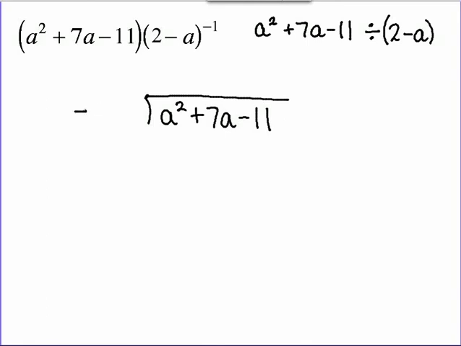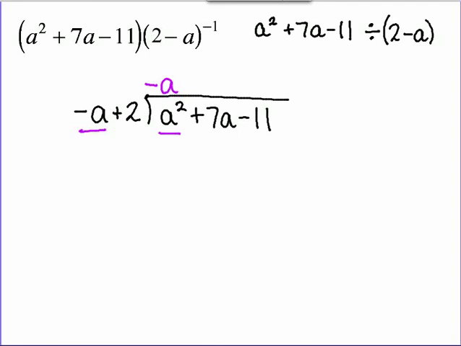Negative a plus 2. Okay, remember what I said. You always have to have your highest power first. So now, negative a times what will give me a squared? Negative a. Now for those of you that are struggling and saying, how on earth did they do it? Another way you could do this: take a squared divided by negative a. That's another way you could do that. A squared divided by negative a is negative a.